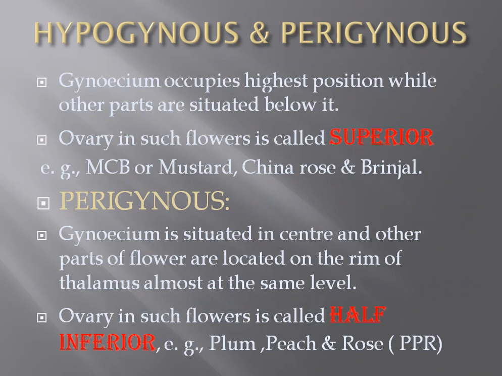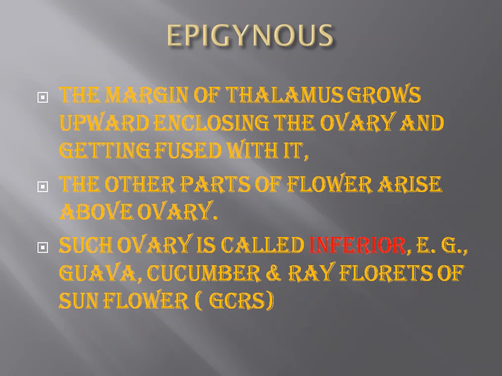Second one is perigynous. In perigynous flower, gynoecium is situated in center and other parts of flowers are located on the rim of thalamus, almost at the same level. Ovary in such flowers is called half inferior. Example, plum, peach and rose, that is PPR.